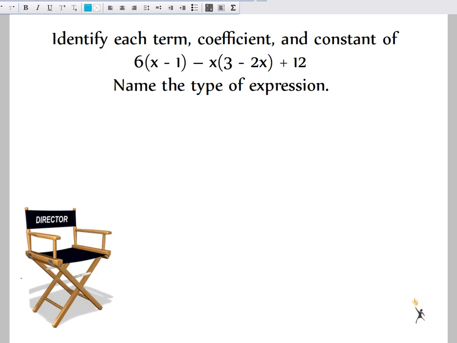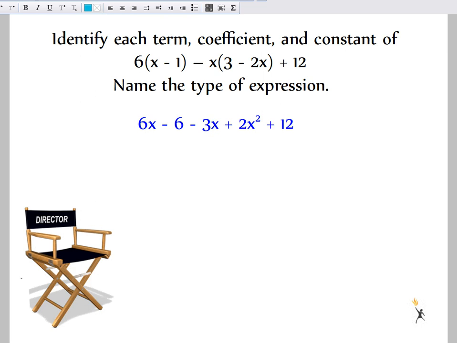What if I was asked to find each term, coefficient, and constant of this expression? At first glance, it's kind of hard to tell. So when you see something like this, you need to simplify it first. So if I do the distribution, 6 times x and 6 times negative 1 gives me 6x minus 6. Negative x times 3 and negative x times negative 2x gives me negative 3x and positive 2x squared. And then I have this positive 12 on the end.